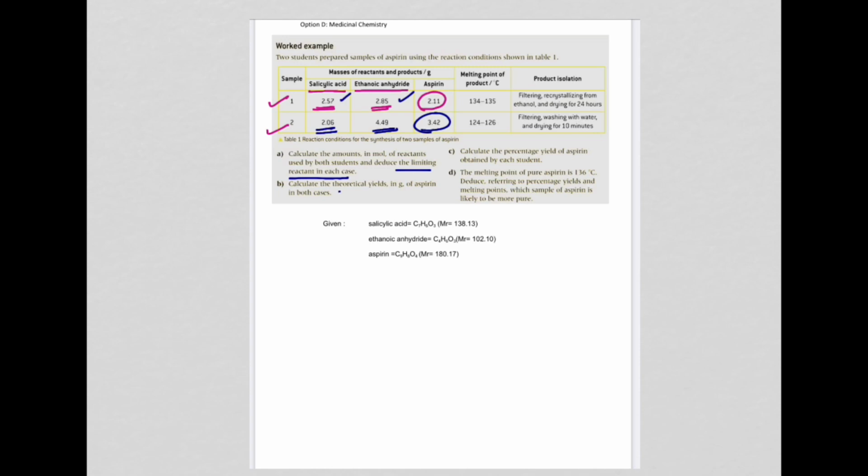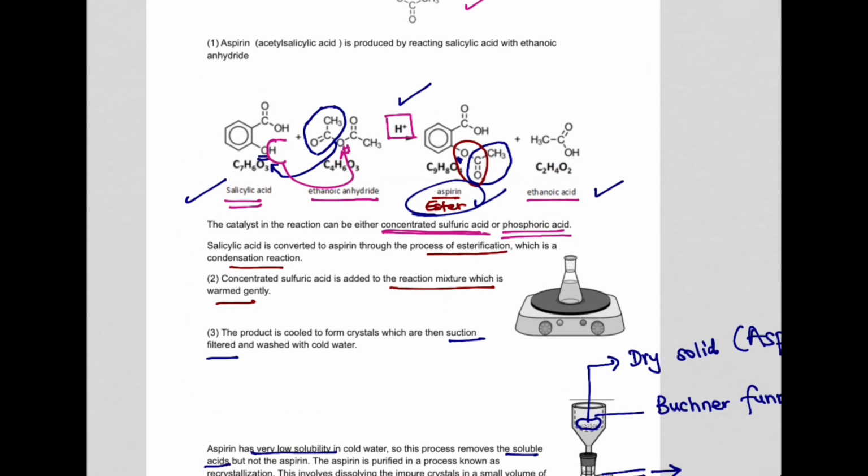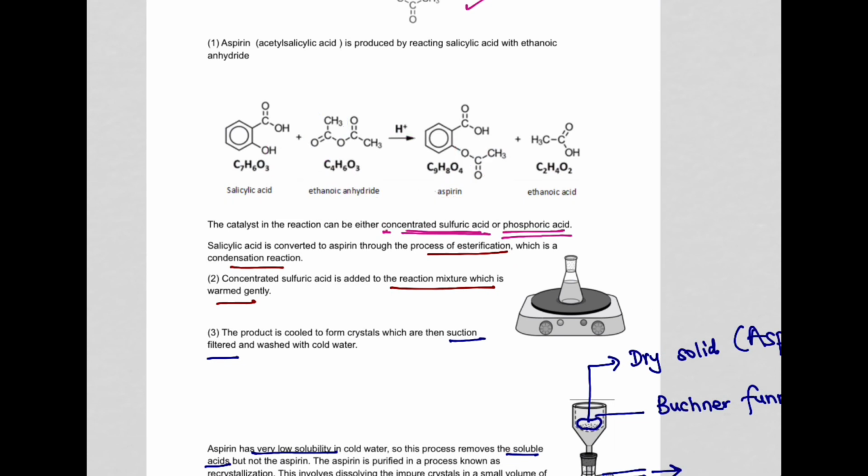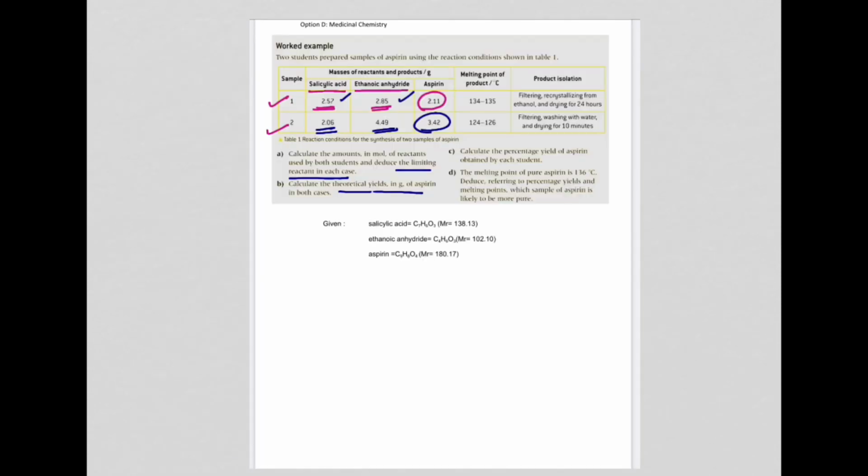Then you calculate the theoretical yield of aspirin in both cases. Based on the number of moles of limiting reagent, you will know how much aspirin you are expected to get according to the equation. You're going to use the same equation as here. Based on the equation, 1 mole of salicylic acid reacts with 1 mole of ethanoic anhydride to give 1 mole of aspirin. So it's 1:1:1, which means the limiting reagent to aspirin ratio is also going to be 1:1.